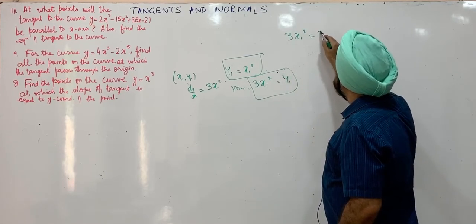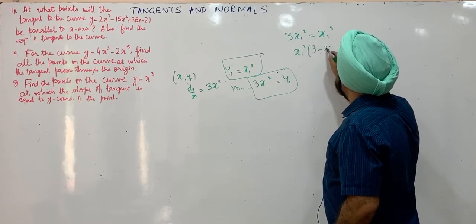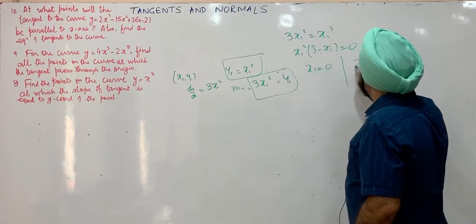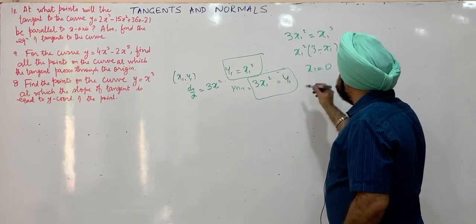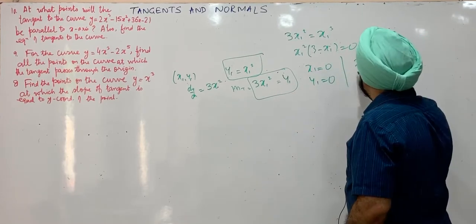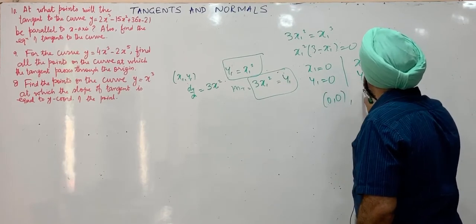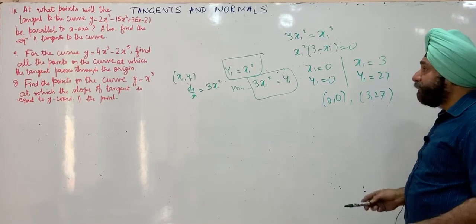3x1 square is equal to x1 cube, or x1 square into 3 minus x1 is equal to 0. x1 is 0 or x1 is 3. We put x1 equal to 0 here, y1 is 0. x1 equal to 3 here, y1 is 27. So the two points are 0 0 and 3 comma 27. This is how we get the answer.